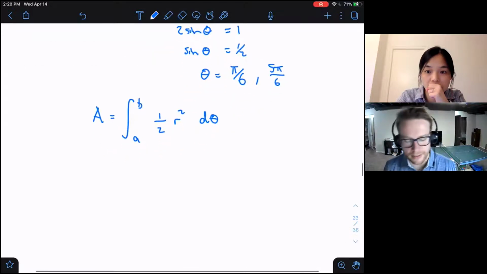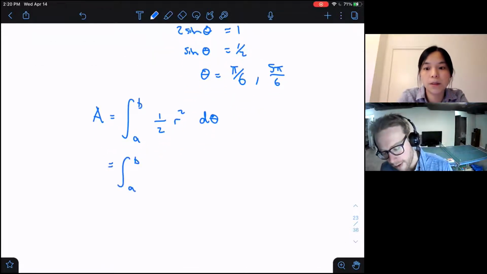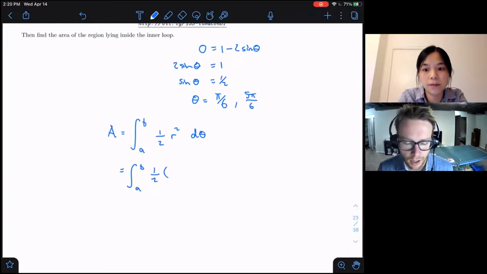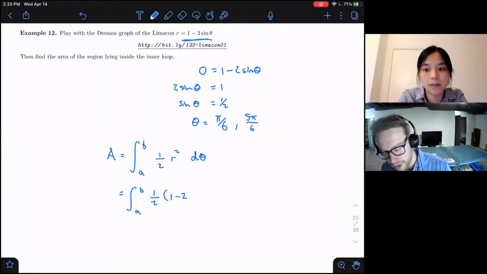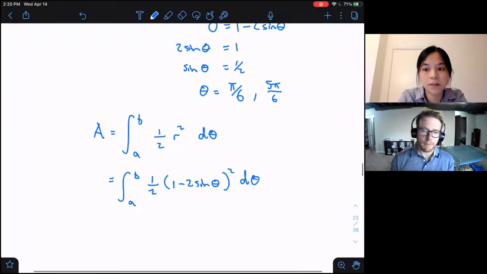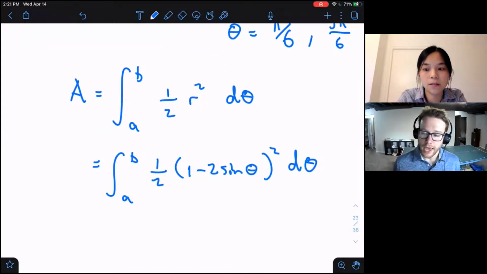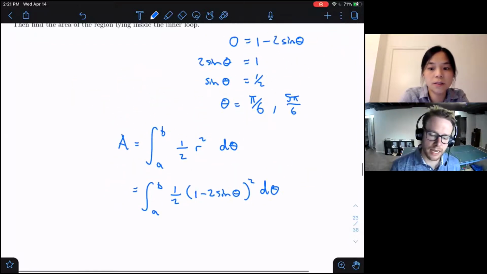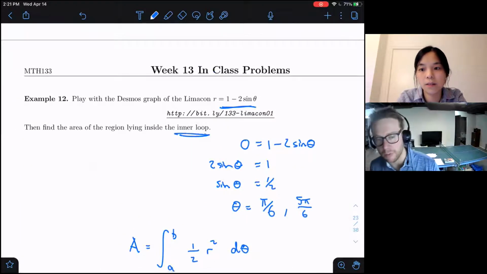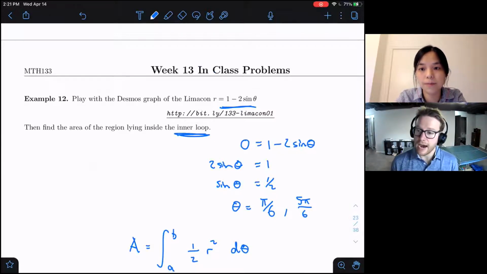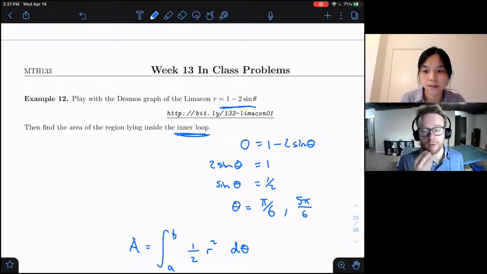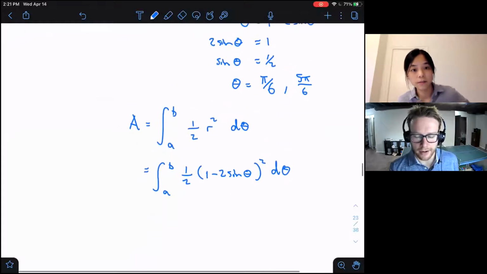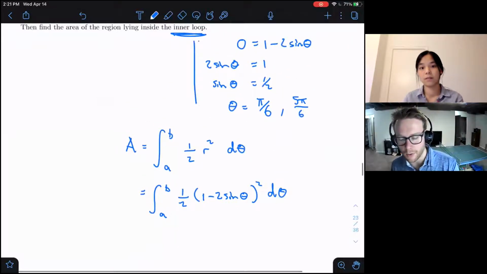I could have set this up right here and done the 1/2. And instead of r, we're going to put an r value, 1 minus 2 sine theta, all being squared d theta. But at some point, you have to answer the question, what are my bounds of my integral? AKA, what traces out this inner curve? If I just want this inner loop right here, the area lying inside of that, I need to know where is the inner loop? What theta values correspond to that inner loop? And so that's where the graph really comes in useful here. And then we did a little bit of algebra in order to solve that.